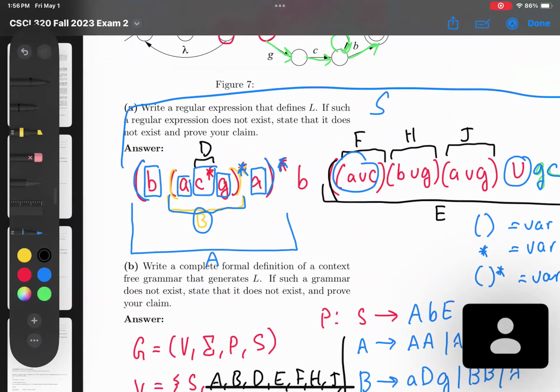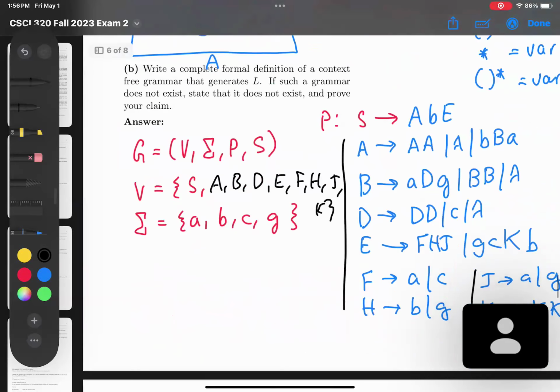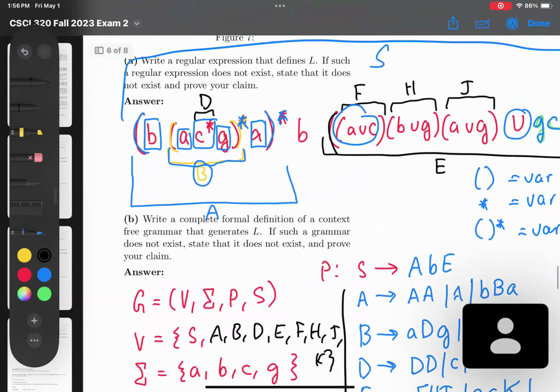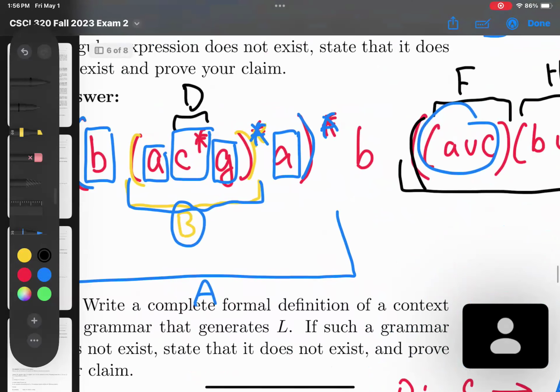Yeah, I have a quick question. For D, how come you wrote double D? Like, double D for D. Is it because of the Kleene star? Yeah, so D is C in a Kleene star.